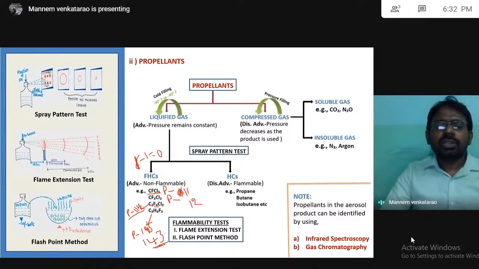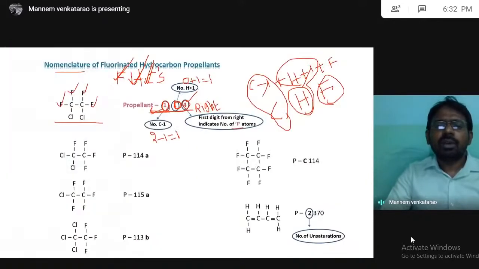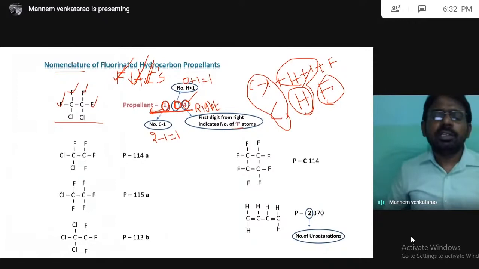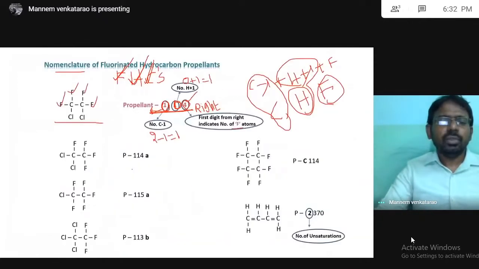So, the first digit from the right, you always remember, is the number of fluorines. Second digit from the right, number of hydrogens plus 1. Third digit from the right, number of carbons minus 1. Next, here, first nomenclature. Trifluoro, dichloro, ethane. Or you can start with chlorine also. Dichloro, trifluoroethane. So tell me, first of all, convert it into digits.